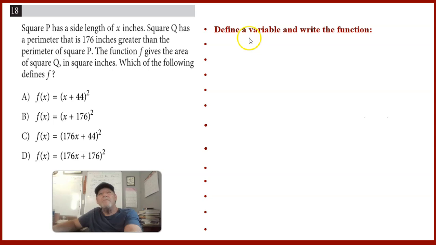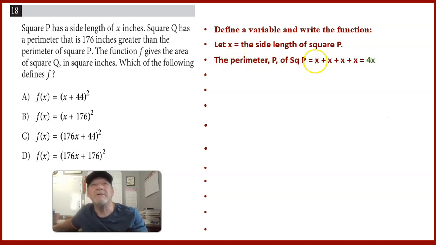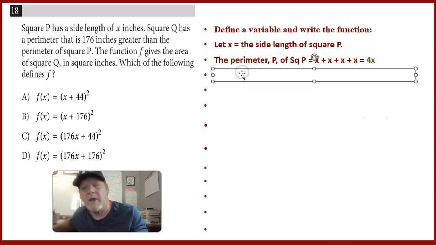So I define a variable and write the function. So what's it ask you to do? It says let x equal the side length of square P. We're having to find which of the following defines f. So we're having to say what x is. Well, x is the side length of square P. After I define that, now I can say that the perimeter of square P is going to be x plus x plus x plus x. And when I combine those, I get 4x.